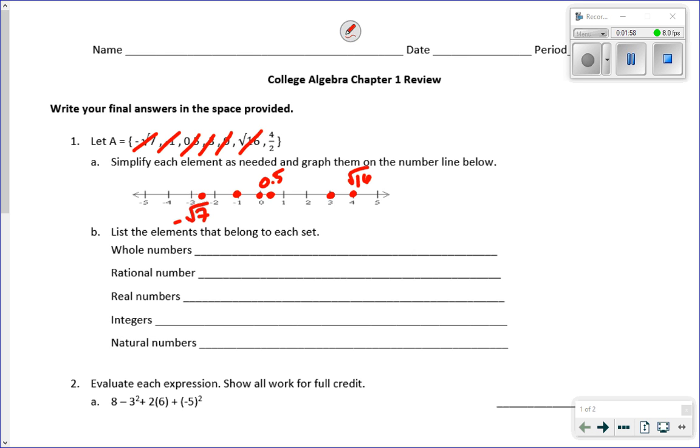And then the last one is 4 over 2. 4 over 2 is the same as 2. So I'm going to label that as well. So you should count and make sure that you have all the points labeled there.